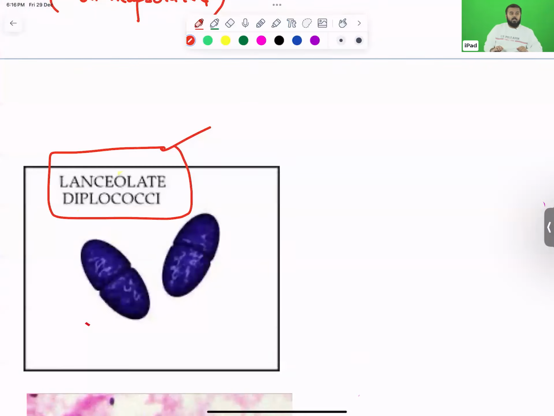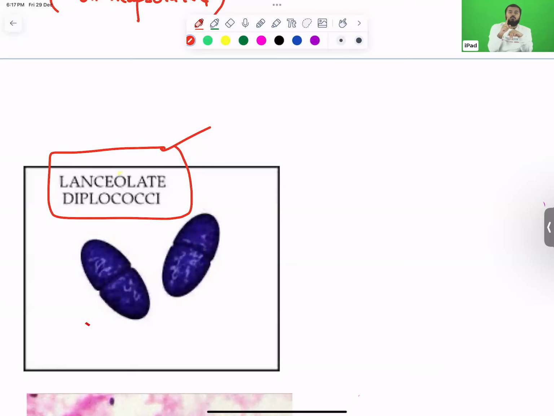Next important thing is that when I was teaching you staining methods, I told you one thing that surrounding the bacteria, if you have a capsule, can you stain a capsule? No. Very good. You cannot stain a capsule. What you can stain? You can stain the bacteria. You can stain the medium surrounding the bacteria, but capsule you cannot stain.